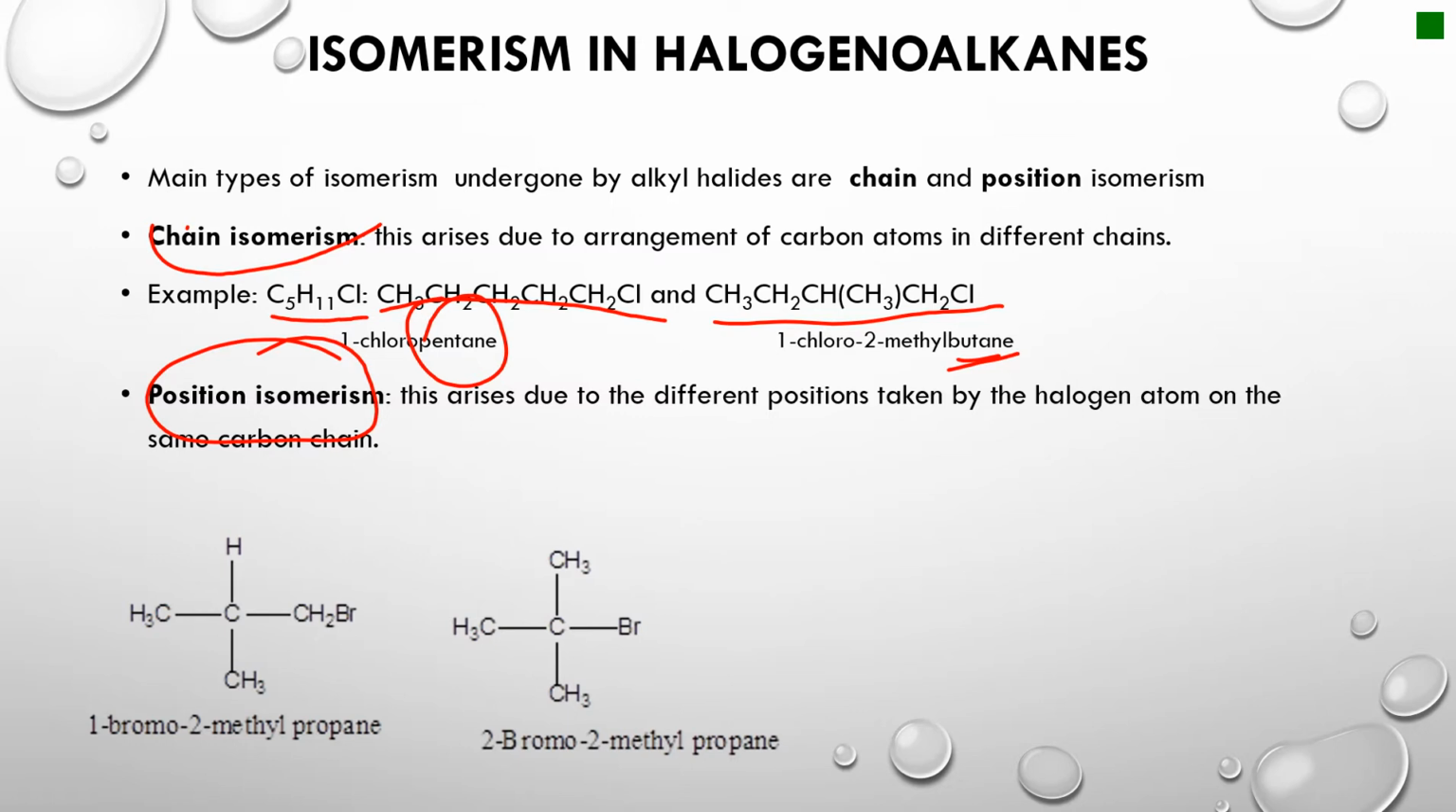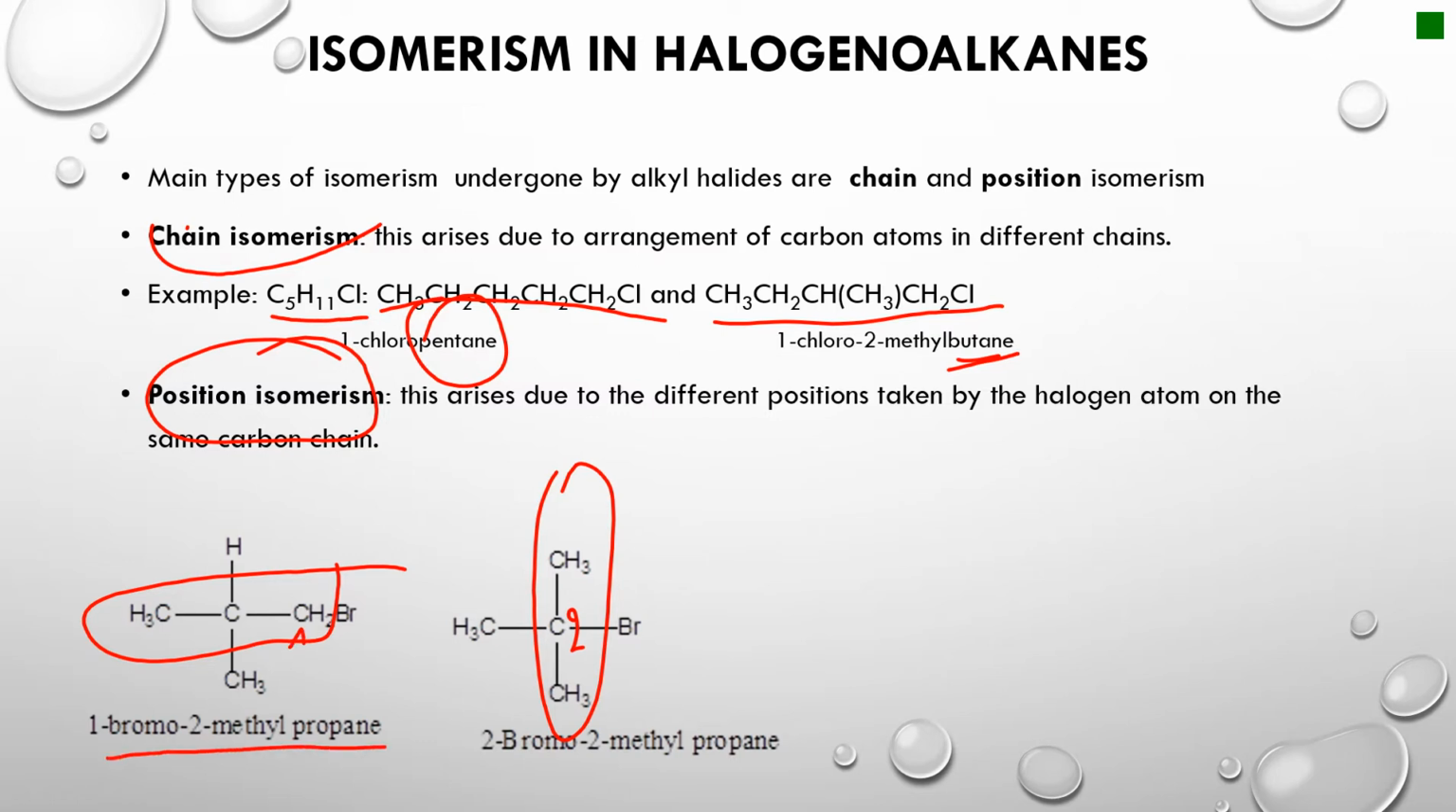The second type of isomerism is position isomerism. Here, the molecules have the same molecular formula, and the only difference is the position of the halogen within the skeletal structure or the carbon chain. In the first molecule, the parent chain is composed of 3 carbons, and the halogen is attached on the first carbon. In the second molecule, the parent chain is also composed of 3 carbons, but the halogen is on the second carbon.